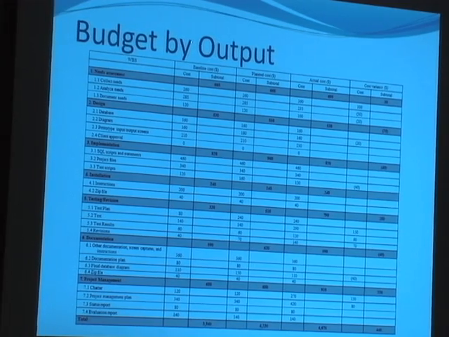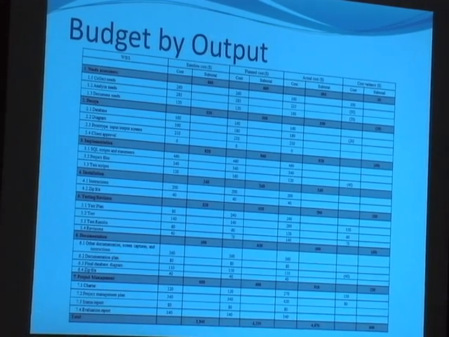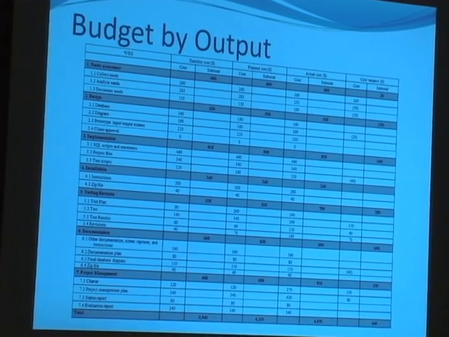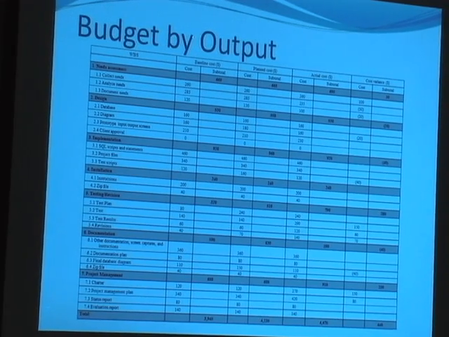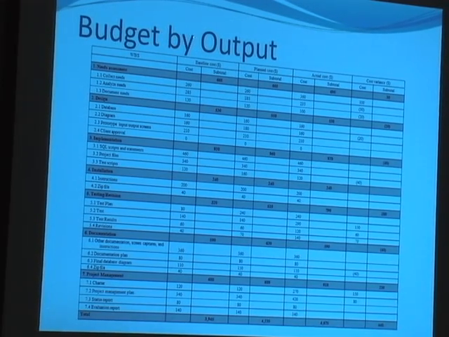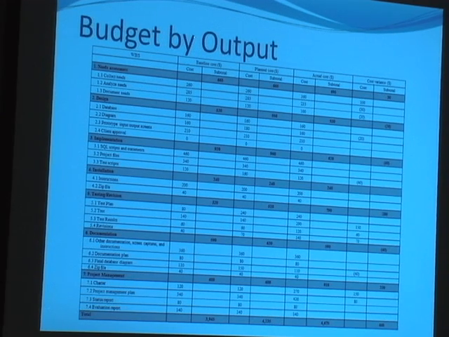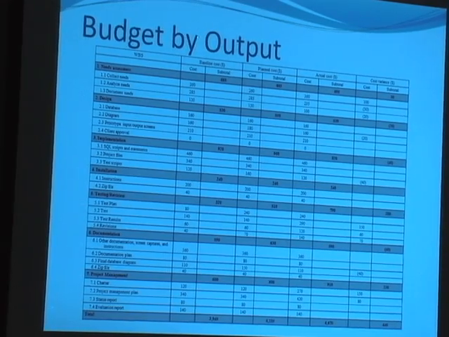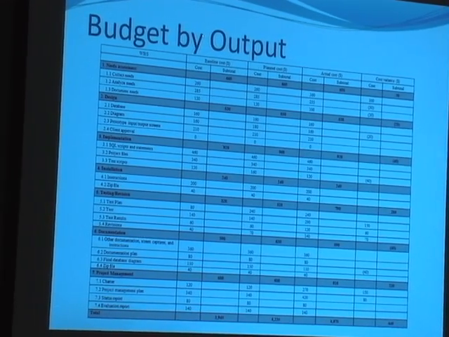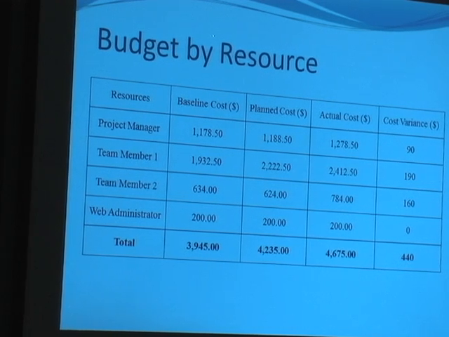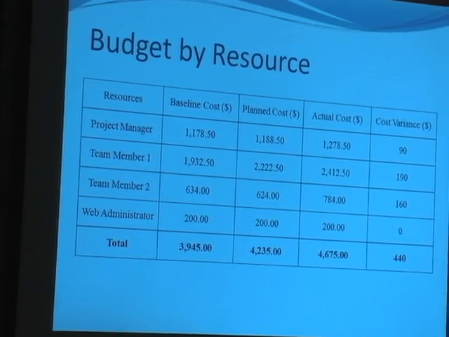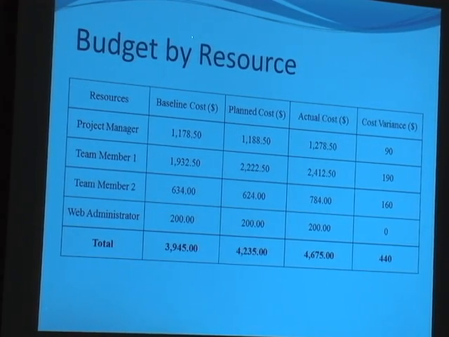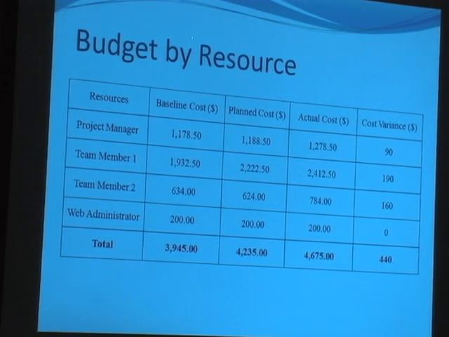This is our budget by output. It's a little bit difficult to see right on the front end there, needs assessment. It took a little bit more time than we expected, and there were several other areas where we went a little bit over because we didn't quite plan enough time. However, overall, we remained on schedule. This is our budget by resource. Total budget was a little bit over $4,000. Our cost variance, 440.